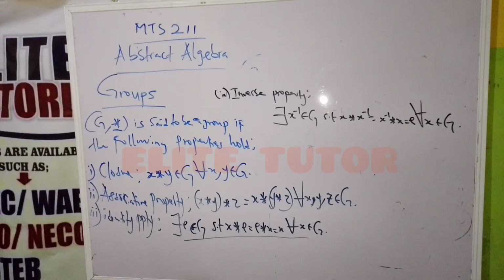In the next video we are going to be talking about abelian groups. Then we'll move to the Cayley table.